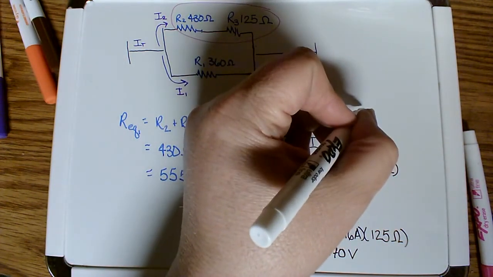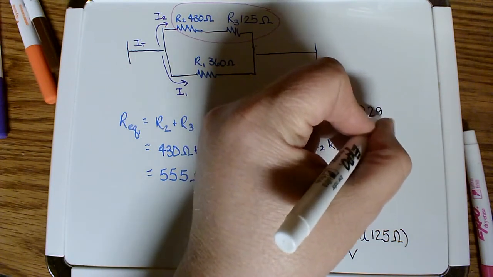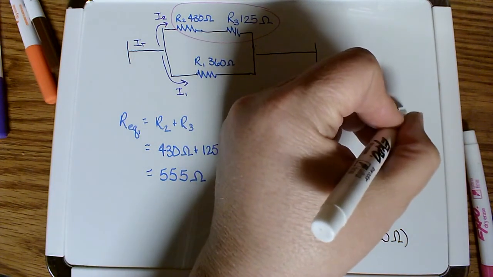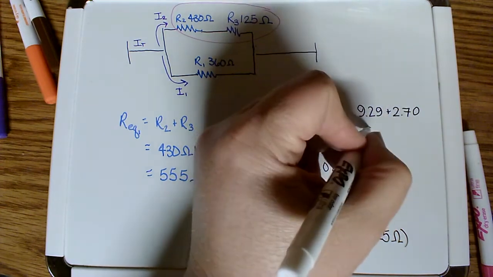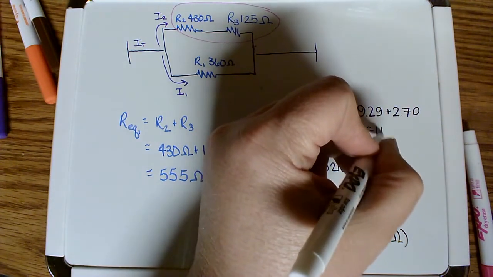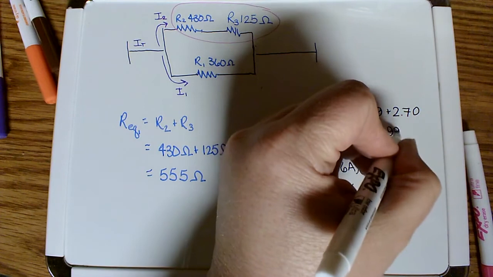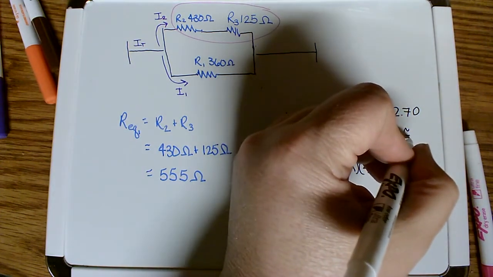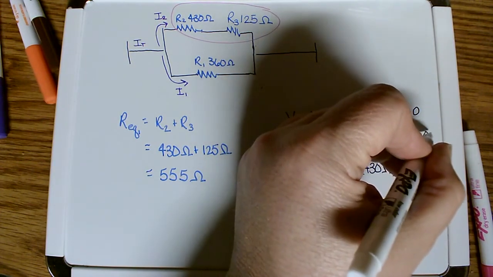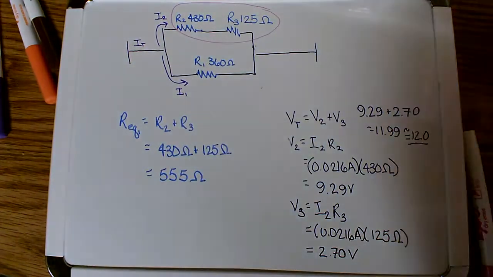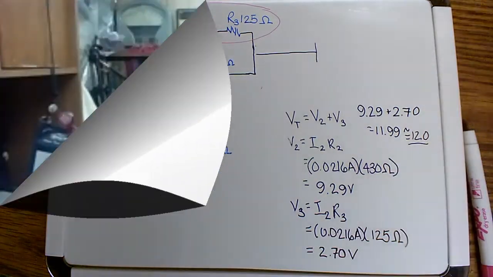Now again, we should be able to check this. We know that the voltage drop across that line has to be 12 volts. We have the 2 individuals. They should add up to 12 volts. Let's see how they do. 9.29 plus 2.70 is 11.99. Now we use 3 significant figures everywhere. That's going to go to 12.0 volts.